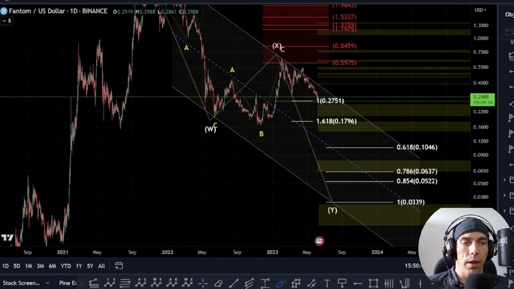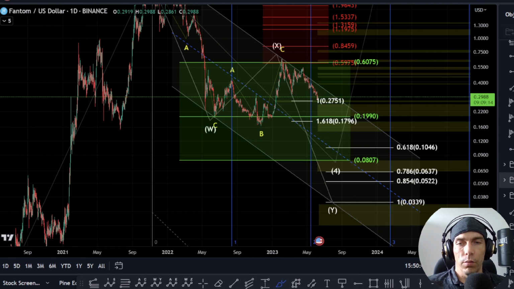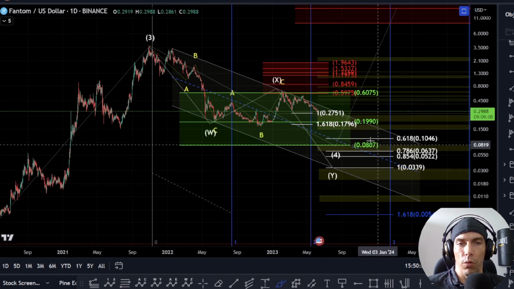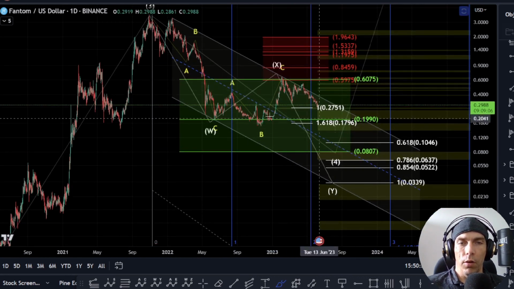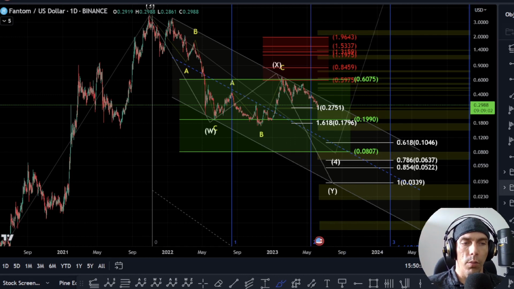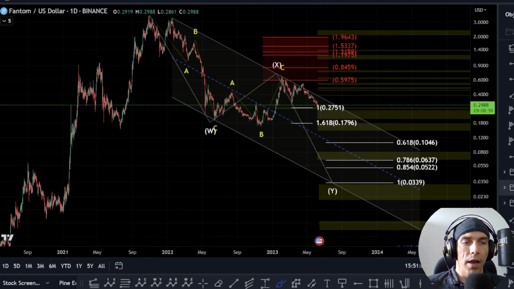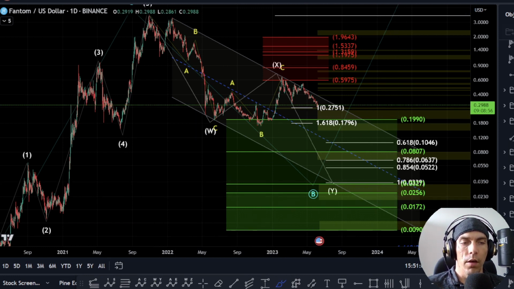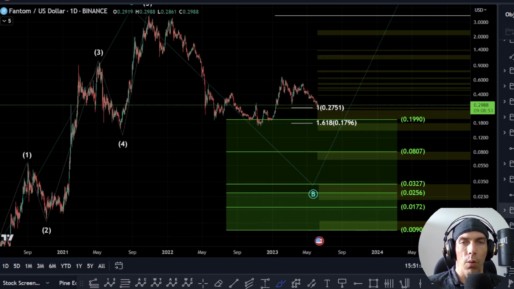Now if I overlay the bigger count here, this would actually mean that we would not be looking for this fourth wave if we see a deeper move into these levels. So what I'd be looking out for here is if we start to lose this 0807, the fourth wave idea starts to fall apart, and it becomes more likely that we're actually looking for some of these lower targets over here for this B wave location, which would be between this 1990 to this 0090.